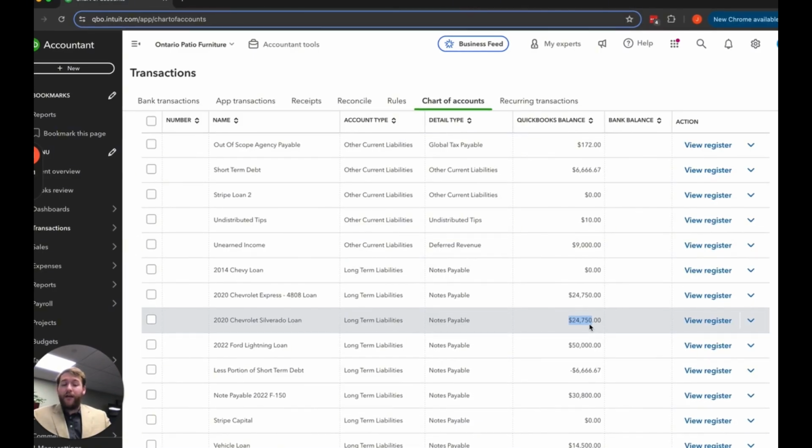Otherwise, over time, you will put yourself upside down and have to continue taking out more and more loans in order to pay back the old loans and end up in a spiral of never-ending debt. And that's the last thing that we ever want to see.